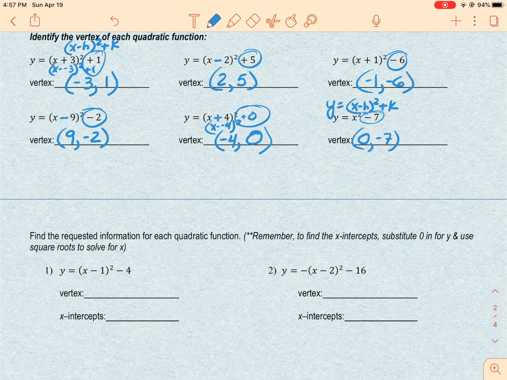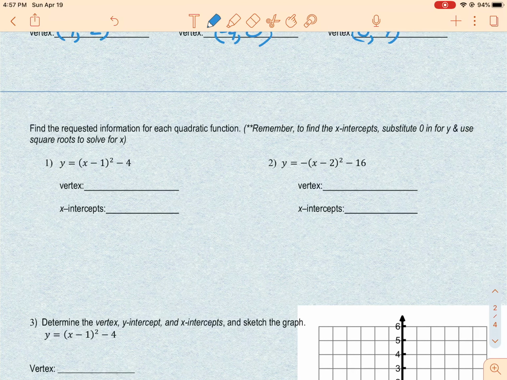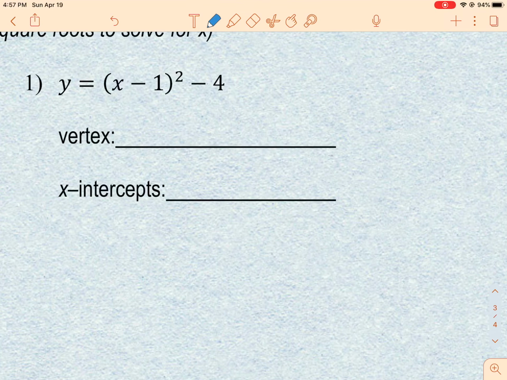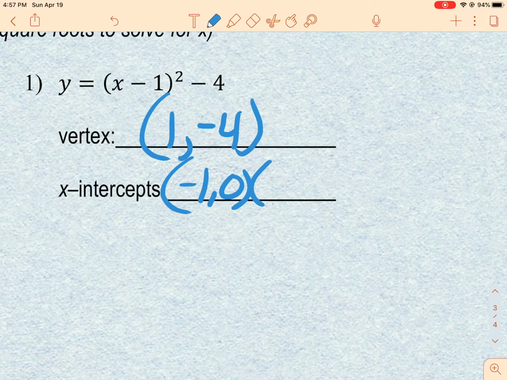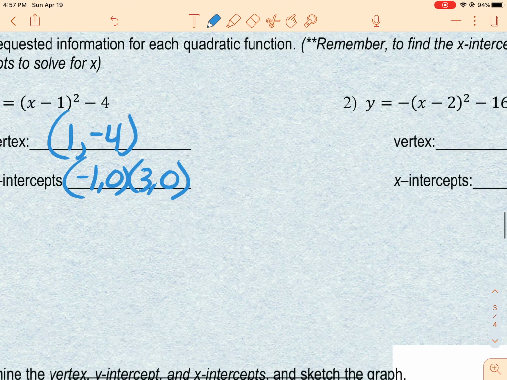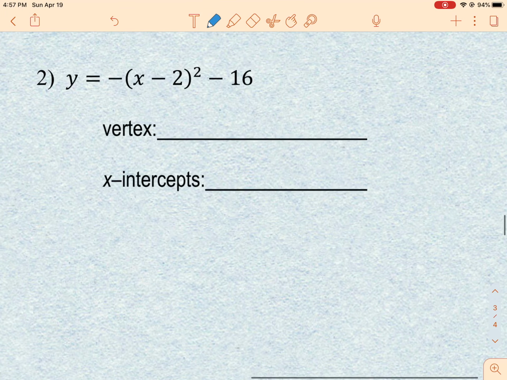So what I want you to do is take a look at these next couple, and I'm going to provide you with the answers. If you look at this first one, you end up getting the vertex to be at 1, negative 4, and the x-intercepts at negative 1, 0, and 3, 0. And just remember, to get the x-intercepts, you put 0 in for y, and you solve. So that's what we did last week. I want to go deeper with this problem.